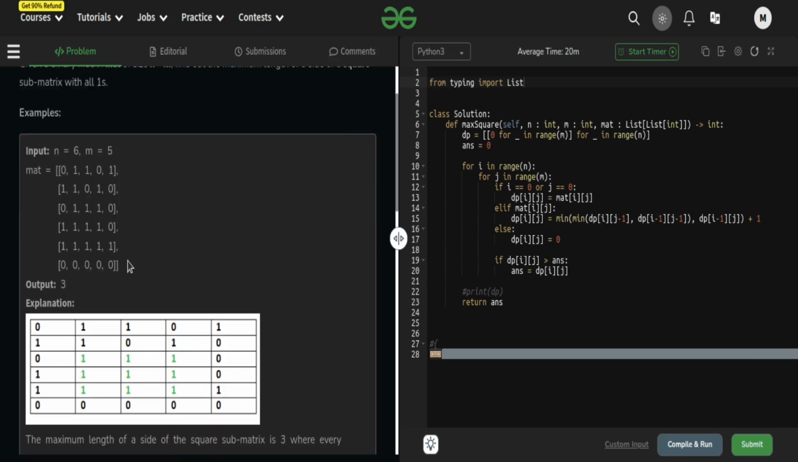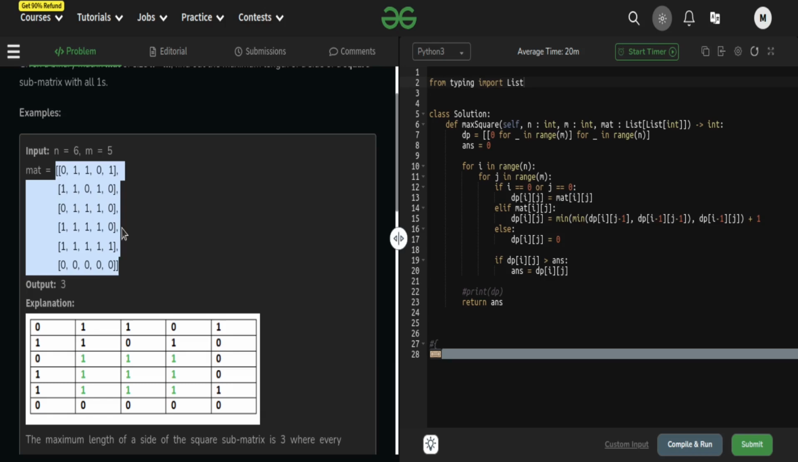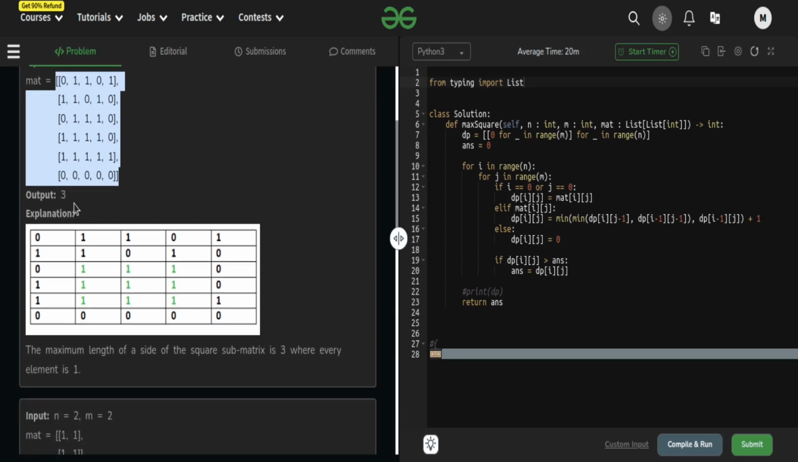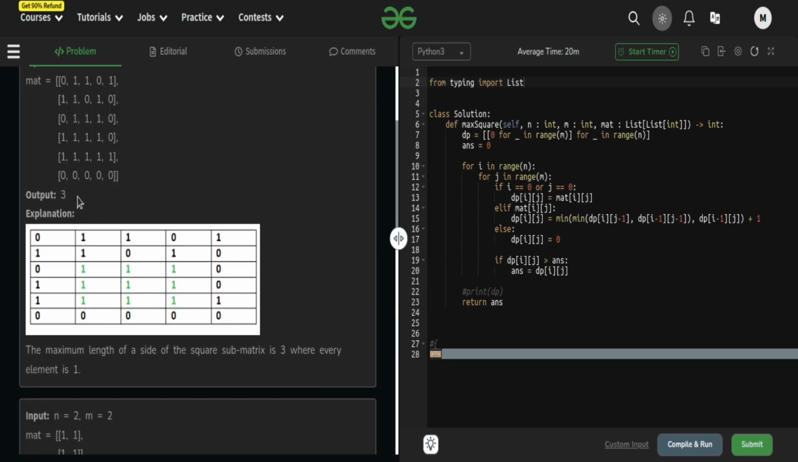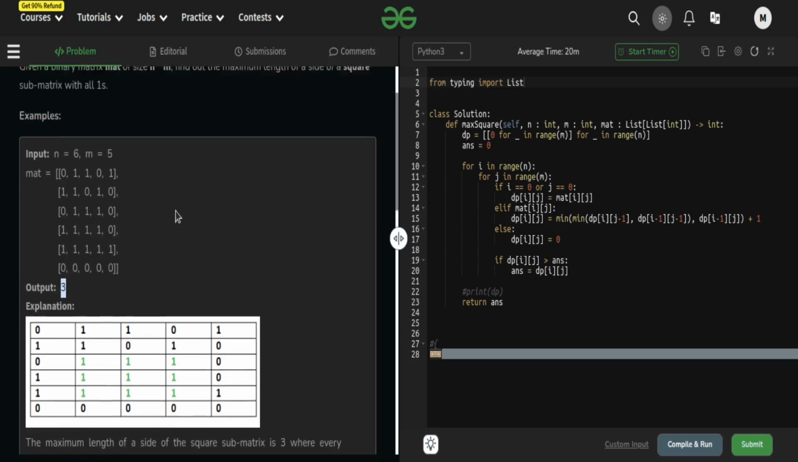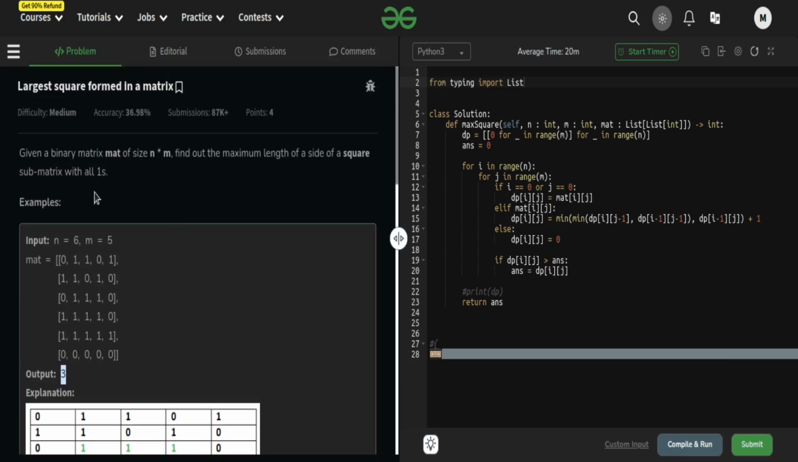So for instance, in this matrix, the subsquare matrix which is possible here is of dimension 3. That is why we are returning 3 over here. And the subsquare matrix which we are referring to is the green colored subsquare matrix, which is also a square matrix of dimension 3 by 3. That is why we are returning 3 over here. So that's about the problem statement, folks. Now let us discuss the solution of this problem.